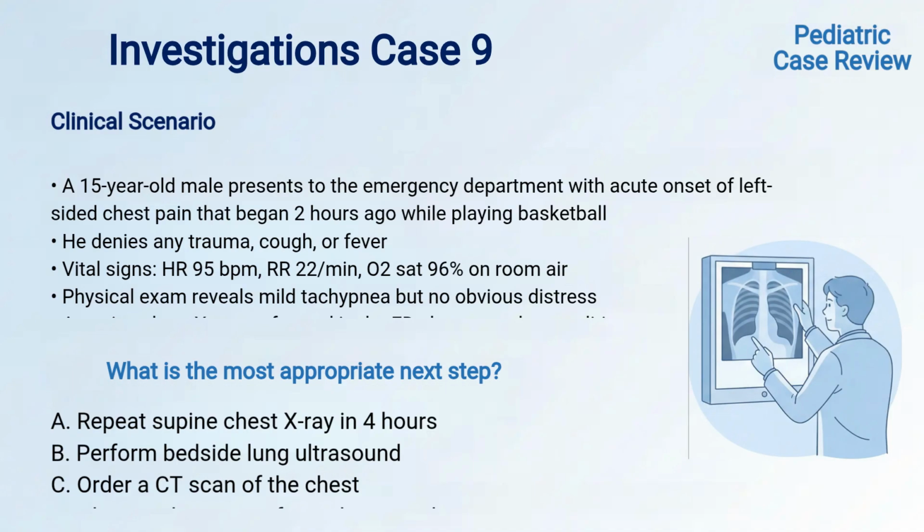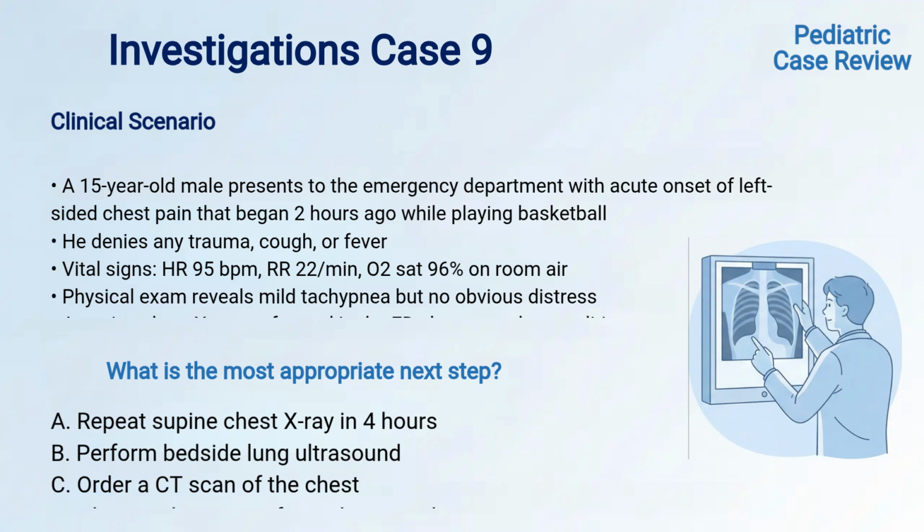Case 9. Investigations case. A 15-year-old male presents to the emergency department with acute onset of left-sided chest pain that began 2 hours ago while playing basketball. He denies any trauma, cough, or fever. Vital signs: heart rate 95 beats per minute, respiratory rate 22 per minute, oxygen saturation 96% on room air. Physical exam reveals mild tachypnea, but no obvious distress. A supine chest X-ray performed in the emergency department shows no abnormalities. The patient continues to complain of persistent chest pain. What is the most appropriate next step?